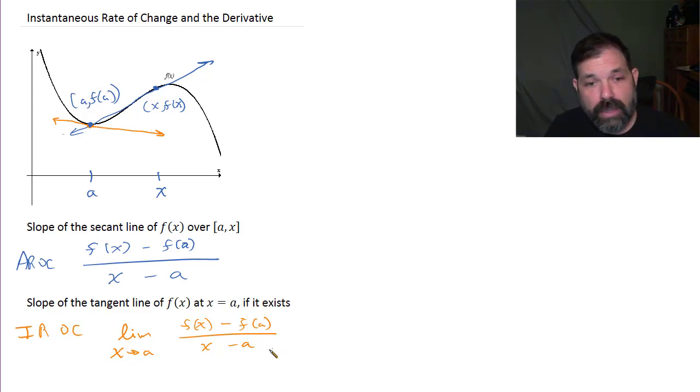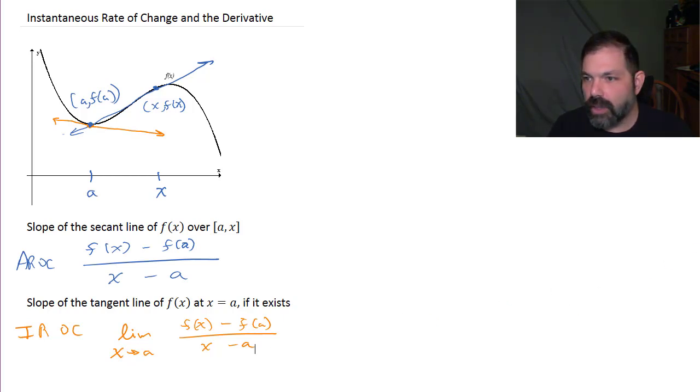And I say if it exists, because this limit may not exist. We've seen situations where in calculating a limit we may not get the same values on the left and the right, so the limit may not exist. So we say that this instantaneous rate of change, if it exists, is the slope of the tangent line.